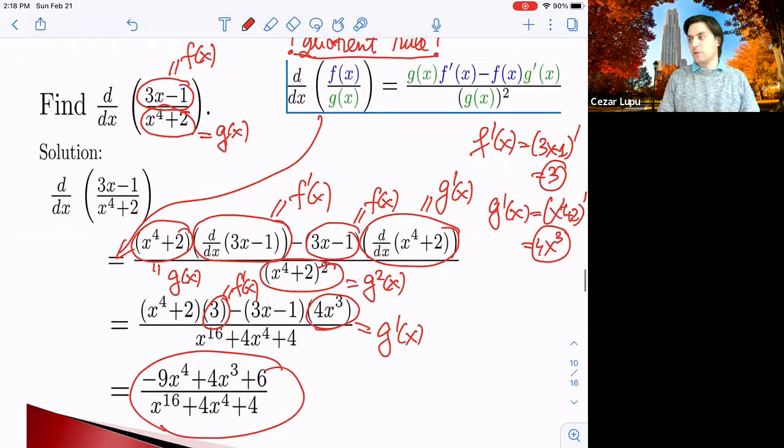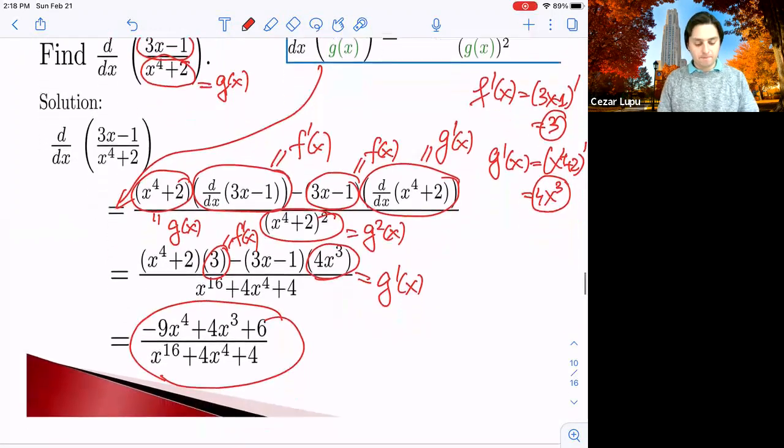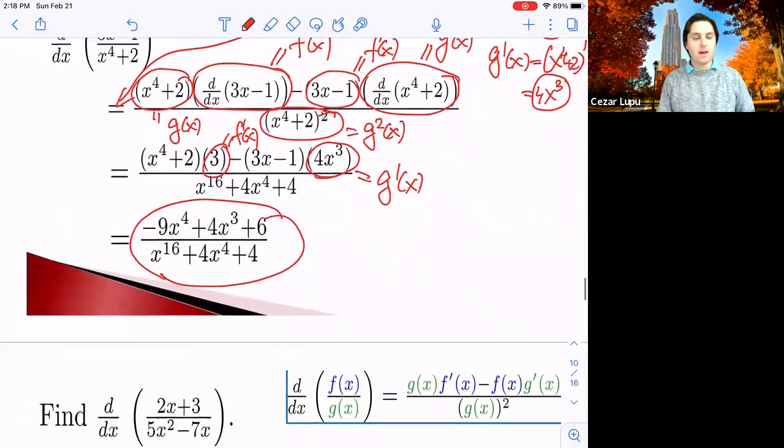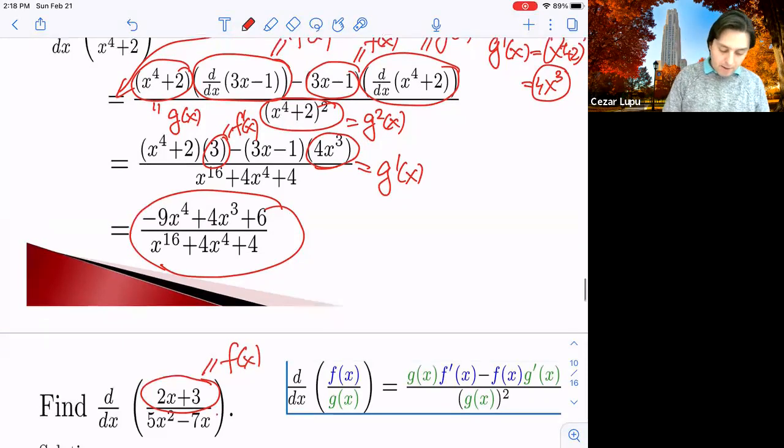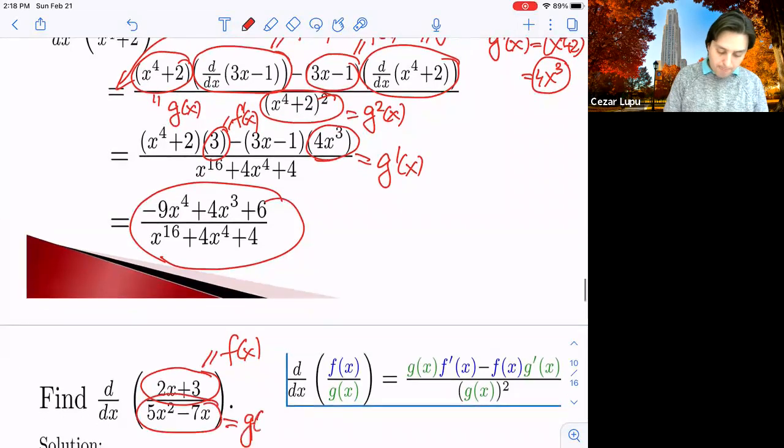All right, now let me draw your attention to another example. What about this guy here? As you can see at the top, you have a linear function. On the bottom, you have a quadratic function. So again, you can identify, it's the same story. f of x is 2x plus 3. Then g of x will be 5x squared minus 7x. And guess what? The quotient rule will apply again.